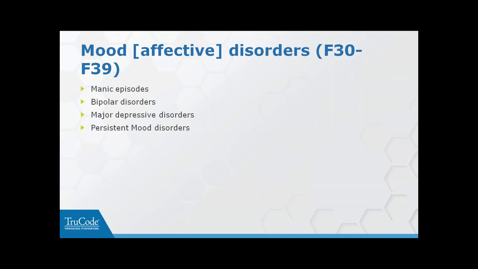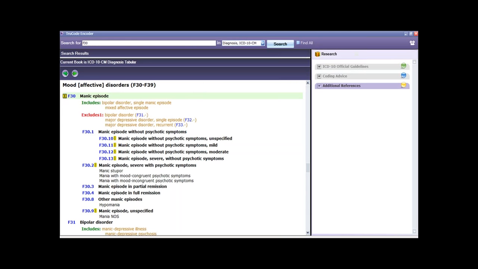The mood or affective disorders, these are the ones we've already talked about a little bit, but these are just entities of themselves. They're not linked to or due to a medical complication or medical problem, or they're not due to drug or alcohol abuse. So these are going to be from F30 to F39: manic episodes, bipolar, major depressive disorders, and persistent mood disorders.